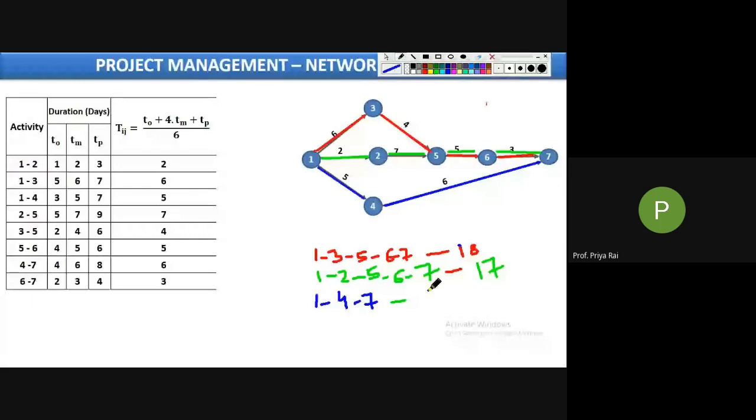Which is the critical path? First, second, third. Which one?